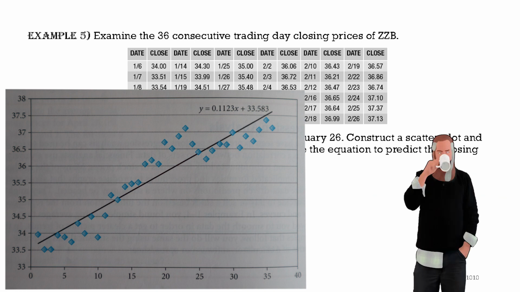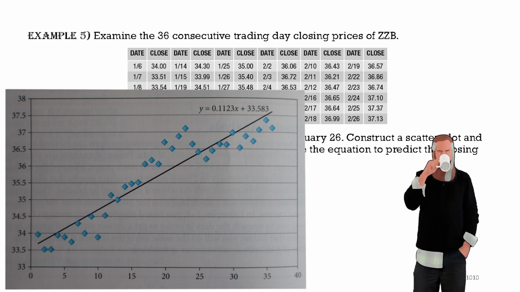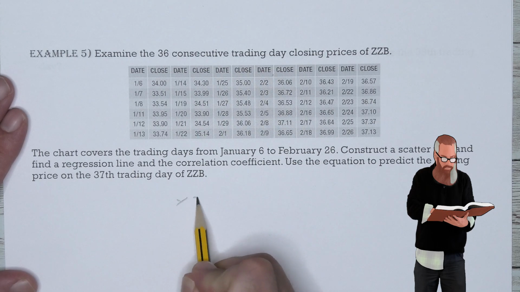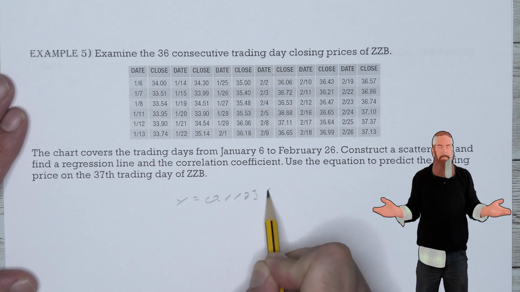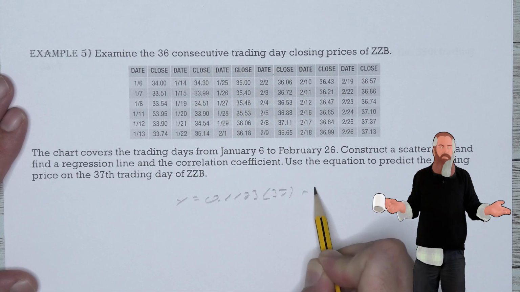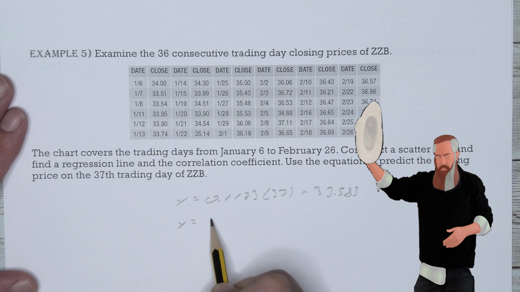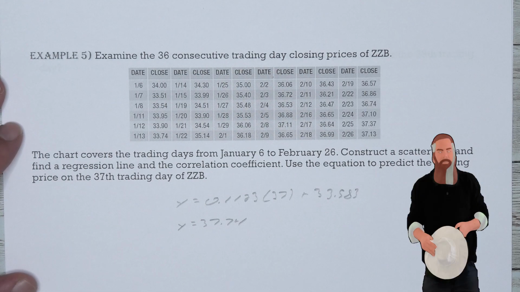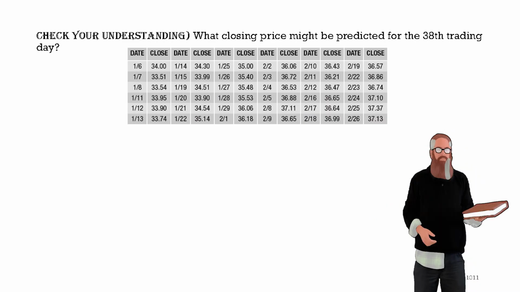We're going to substitute x equal to 37 into the equation y equals 0.1123x plus 33.583 and round to the nearest penny. So we simply write that equation: y equals 0.1123 times 37 plus 33.583. This gives us y equals 37.74. The predicted closing price for the 37th trading day is $37.74.